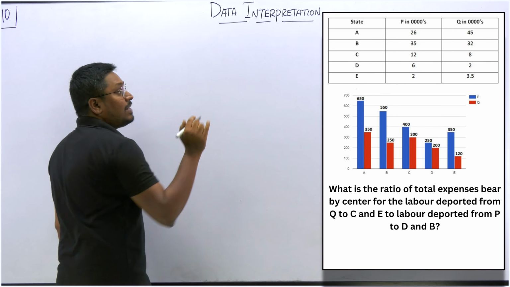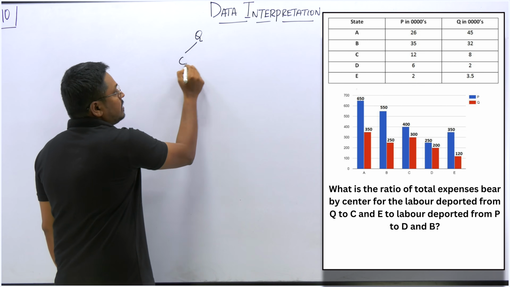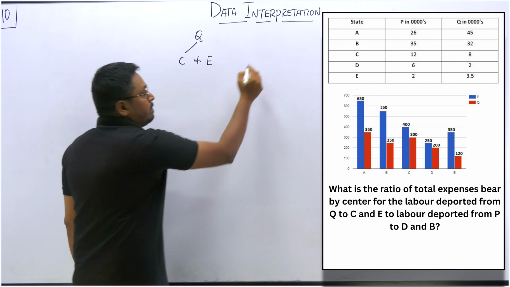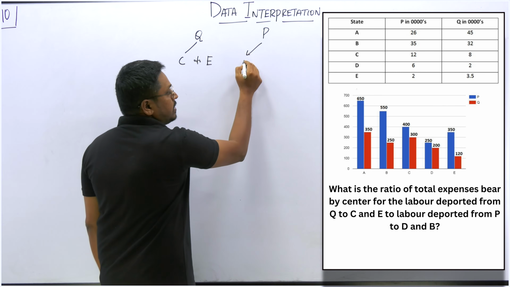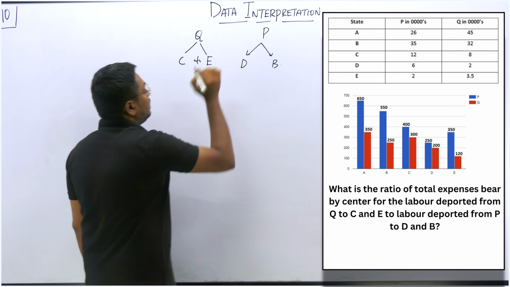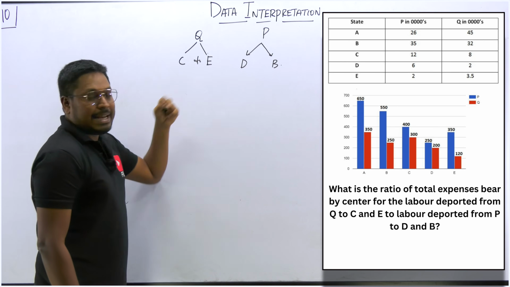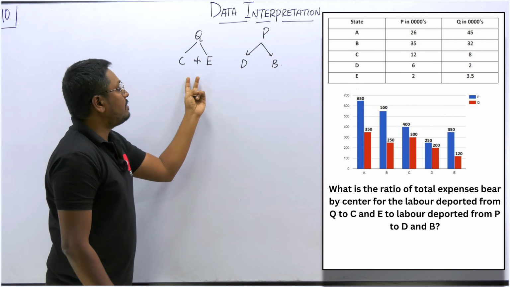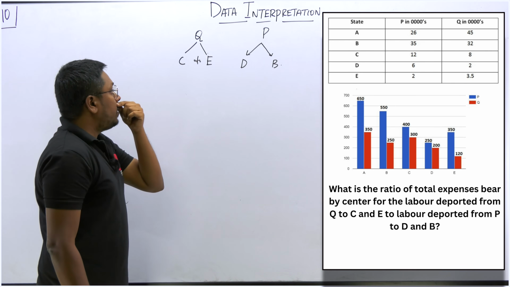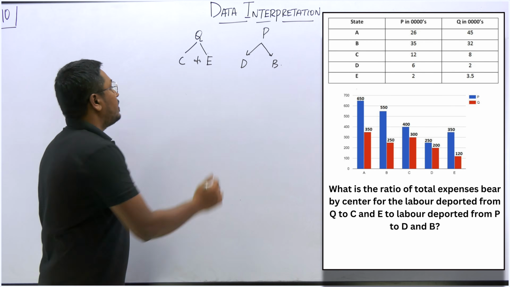So our target is to find the ratio, right? So ratio for state Q to C and E. Next will be state P to state D and state B, right? So we have to find the total expense that was borne by the center, and similarly we have to find the total expense borne by the center here. Similar to the first question, right?